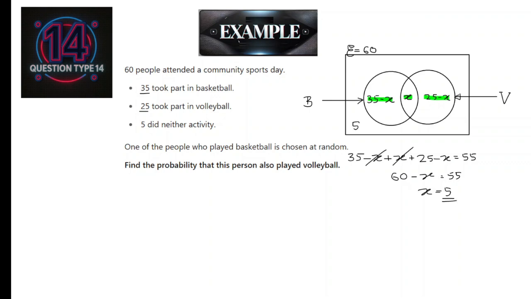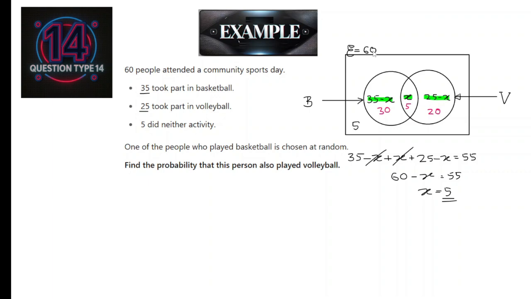So let's look at the real numbers now. This is 5. This is 30. This is 25 take away 5, 20. Now all of the numbers work. Look, 30 add 5, 35. That's okay. 20 add 5, 25. That's okay. 30 add 20 add 5, that's 55. That's okay. 55 add this outside 5, that's 60. So everything works now.